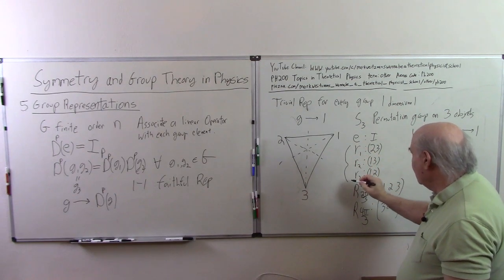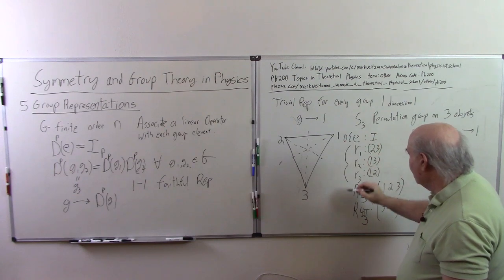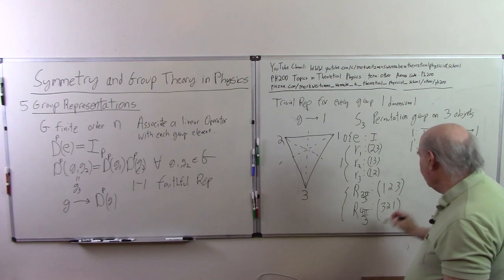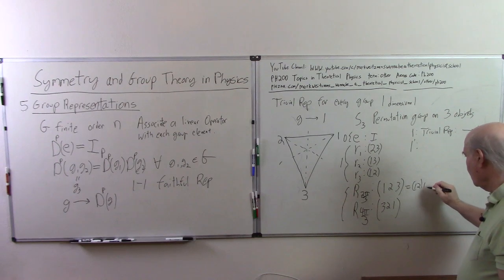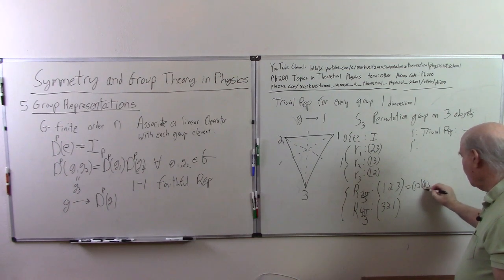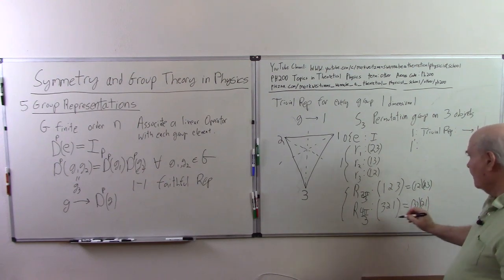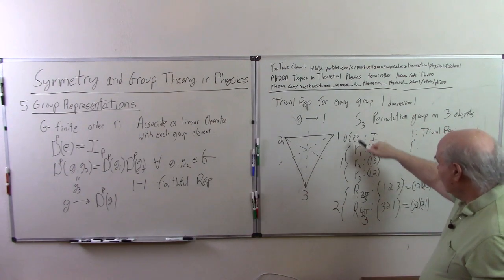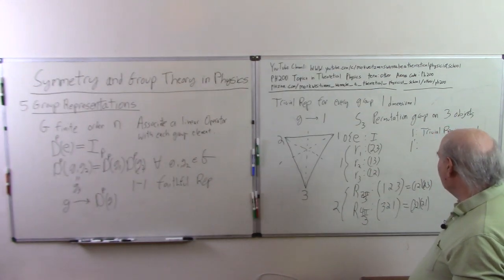These are all in 1 class. This has 0 transpositions. This has 1 transposition. And if you remember, we can write this as (1 2)(2 3). We can write this as (3 2)(2 1). So this has 2 transpositions. So these over here are what's called even permutations, and these are called odd permutations.